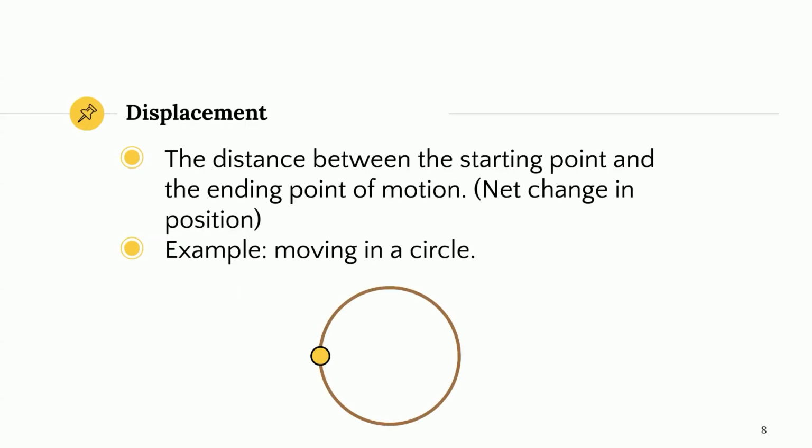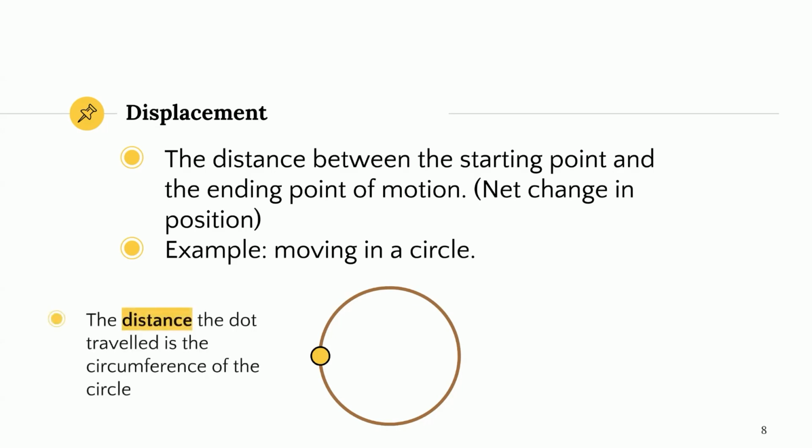Displacement. Displacement is the distance between the starting point and the ending point of motion, which is the net change in position. In this case, I use an example of moving in a circle. The reason why is that knowing the difference between distance and displacement can be somewhat difficult. But in this case, we have this yellow dot, and it moves around the circle, like around a track. Now, in this case, the distance is the dot traveling around the whole circumference of the circle. However, its starting position and the ending position is the same. So the displacement the dot traveled is 0. That's the difference between displacement and distance. I hope you can understand this. This is a very important topic for the rest of the lecture.